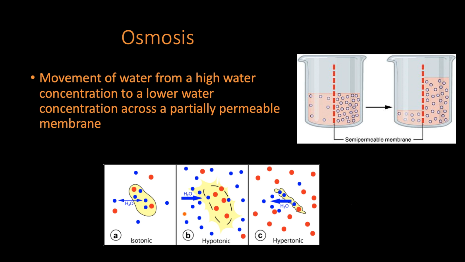B, the outside solution is known as hypotonic. Hypotonic means it has a higher water concentration. So water moves from a hypotonic solution into the other solution, and so it moves down its concentration gradient. By the way, the blue dots obviously are water.